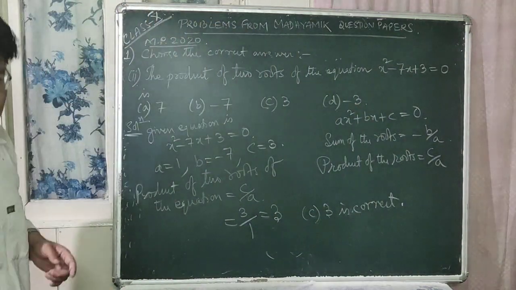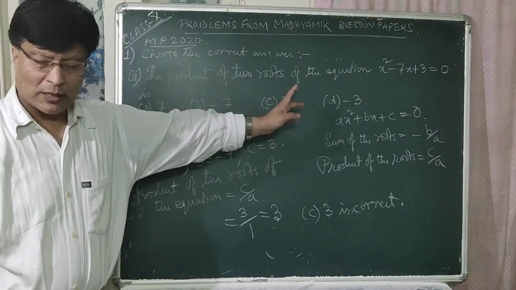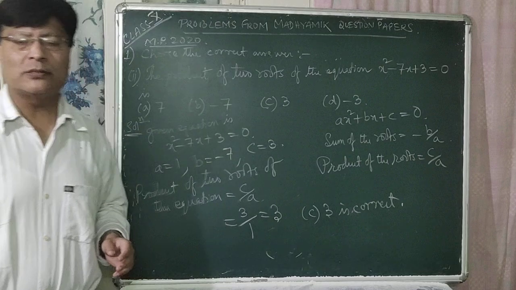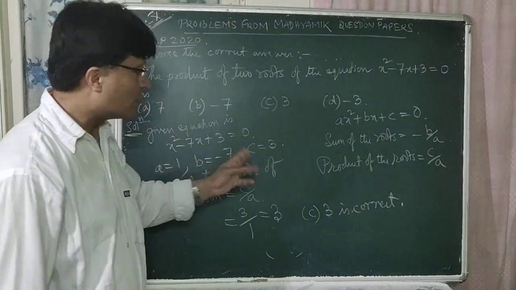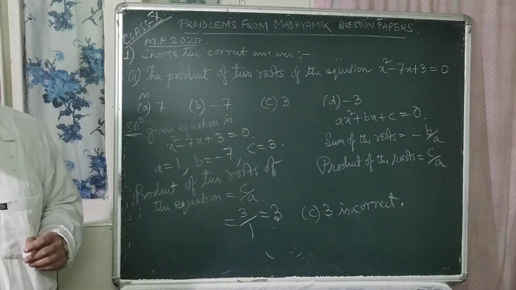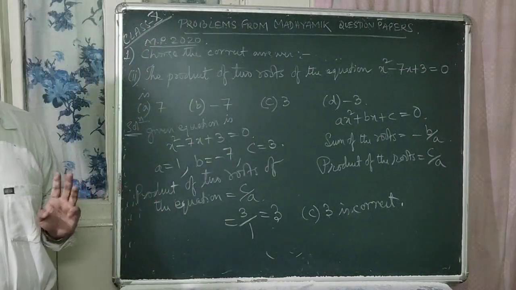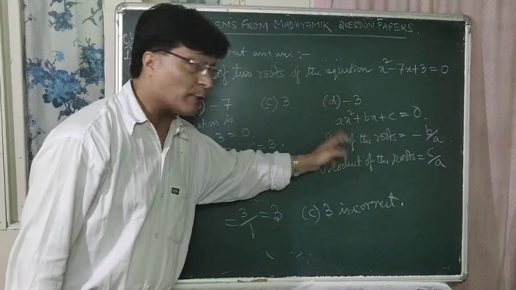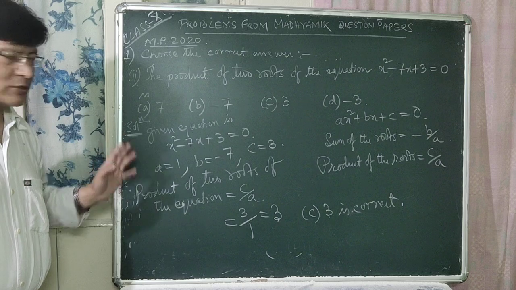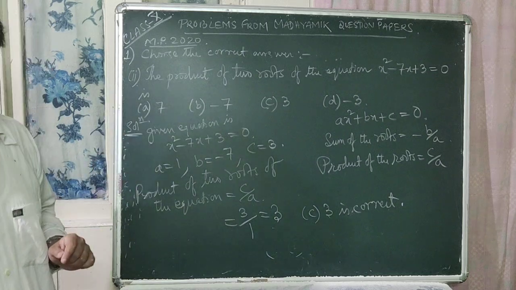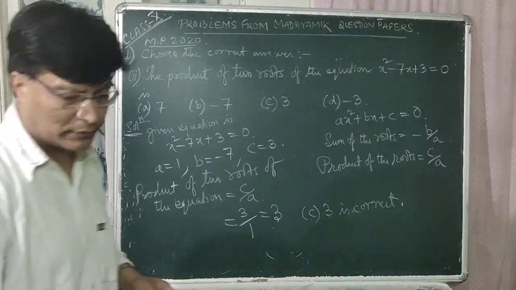So I think you have understood it. You have to use this formula. We have done it in the theory of quadratic equation. That is, if the quadratic equation is ax square plus bx plus c is equal to 0, then the sum of the roots is equal to minus b by a, and the product of the roots is c upon a. Is it clear? Using this formula, we can do this question. So 3 is the correct answer. We can copy it. We'll do the next one now.